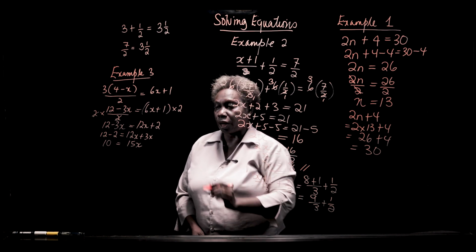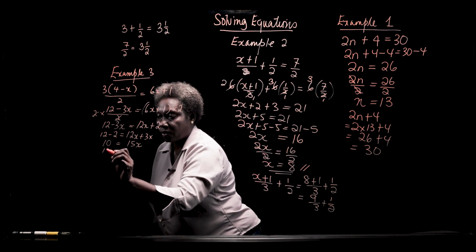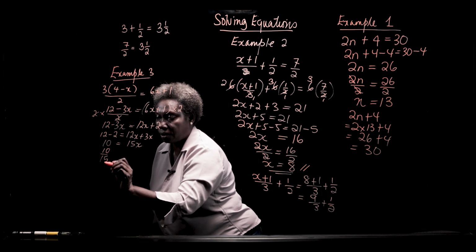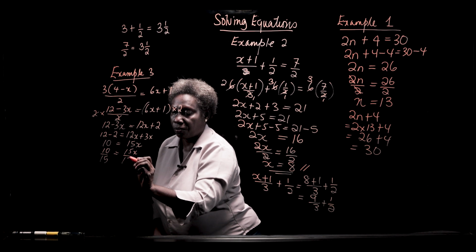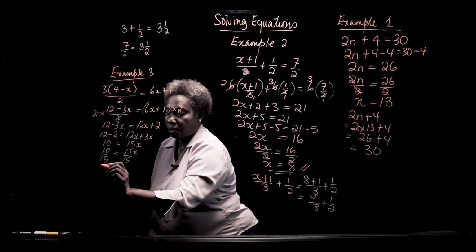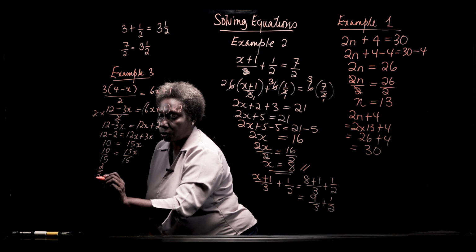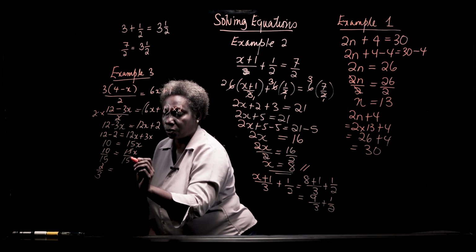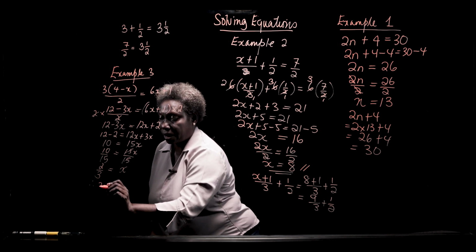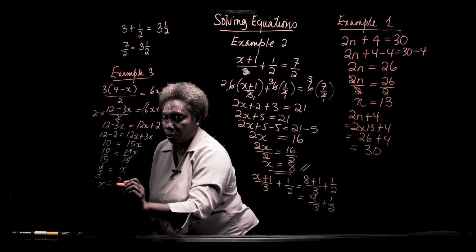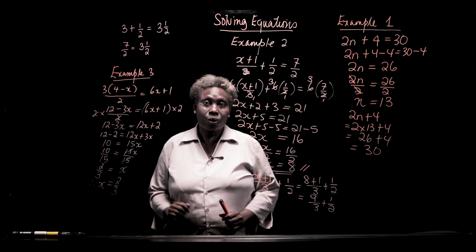Now, let's find the value of x. We divide both sides of the equation by 15. 10 over 15 is equal to 15x over 15. 10 over 15, when we simplify it, is equal to 2/3. So 2/3 is equal to x. So our x now is equal to 2/3. Okay, so our x is 2/3.